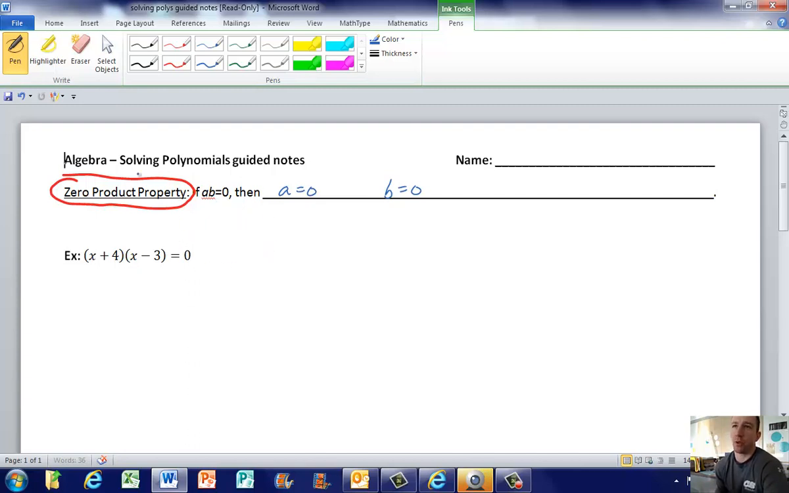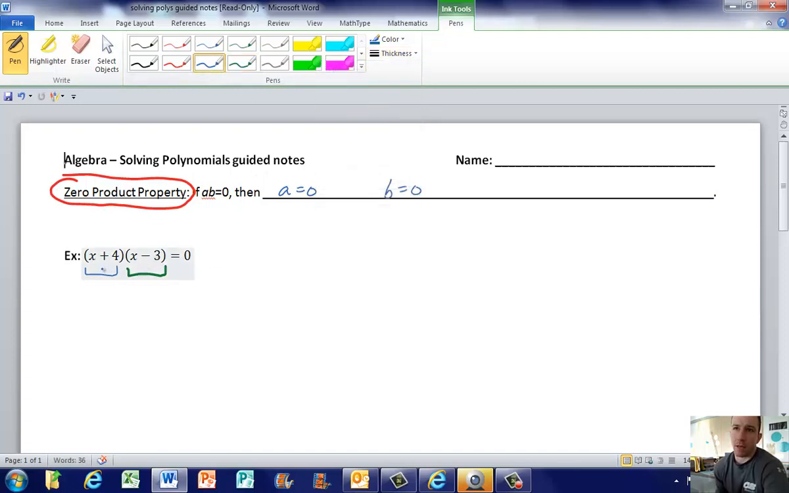Using this zero product property in solving polynomial equations, once we're in factored form, our goal is to find the value of the variables that make this equation true, which means if I can make the left side of the equation equal 0, then I know 0 equals 0. Think about it here. If I can find the value of x that makes this equal 0, 0 times x minus 3 would be 0. And if I can find the value of x that makes this equal 0, x plus 4 times 0 would equal 0. That's basically how we approach these.